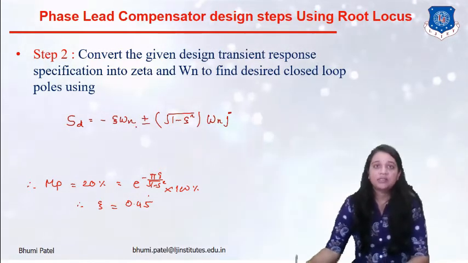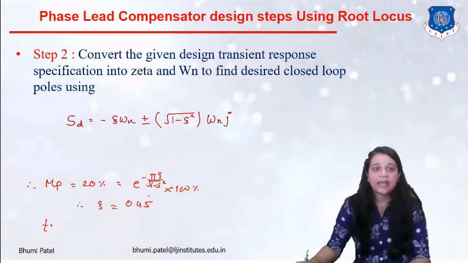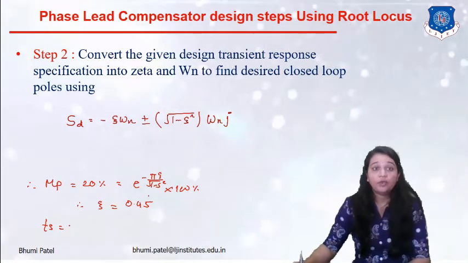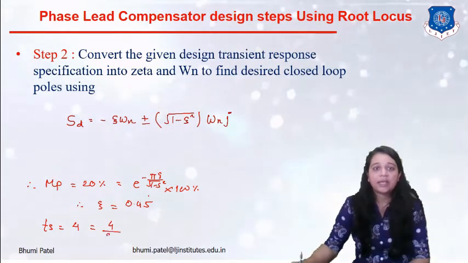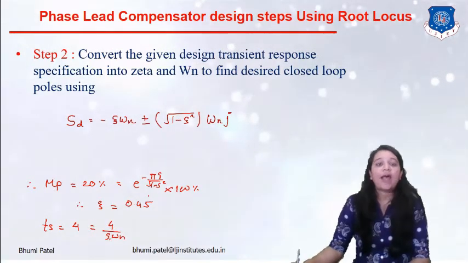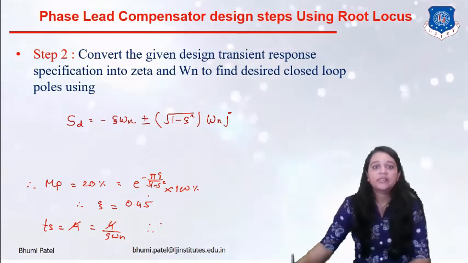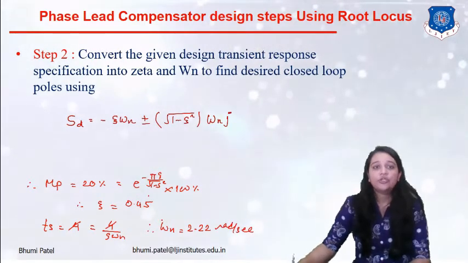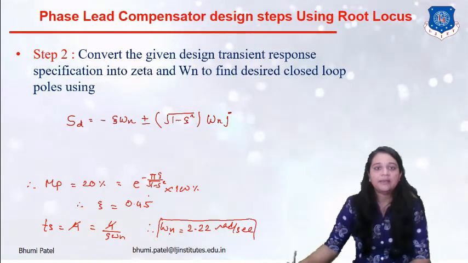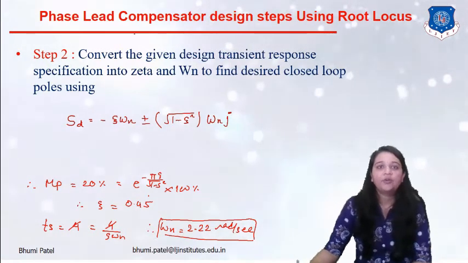Okay, now the next target is we have to find the value of omega n. In the example, they have given a settling time, and the settling time is equal to 4 seconds, and the equation of the settling time is 4 upon zeta omega n. So here put the value of zeta in this equation, 4 is cancelled out. Solving this equation, we can get omega n is equal to 2.22 radian per second. So using the value of peak overshoot and the settling time, first of all we have to find the value of zeta and omega n.